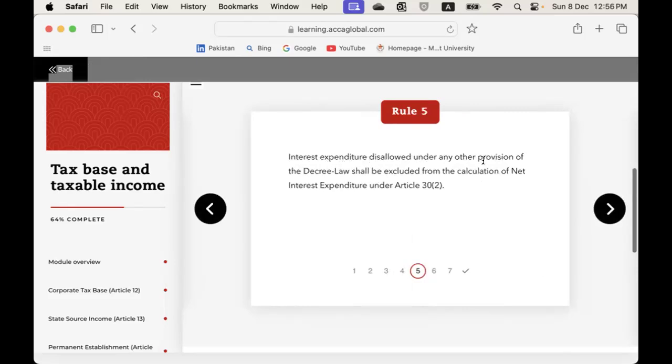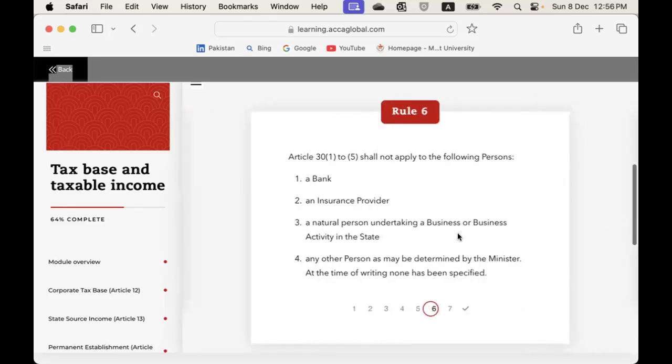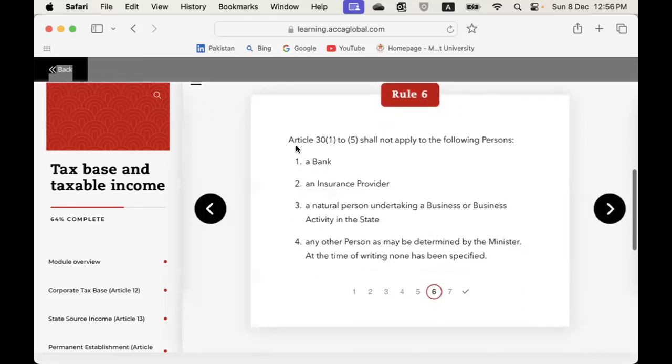Interest expenditure disallowed under any other provision of the decree law shall be excluded from the calculation of net interest expenditure. So there is some interest expenditure which is anyway disallowed. There are some categories. You will see, hopefully. This is an exception rule.